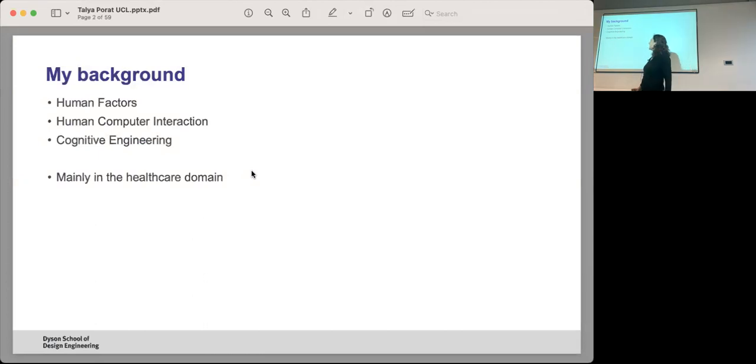My background is human factors, human-computer interaction, cognitive engineering, and of course, mainly in the healthcare domain. So really trying to design interventions that are accessible and acceptable by users, with the main goal to improve patient outcomes.